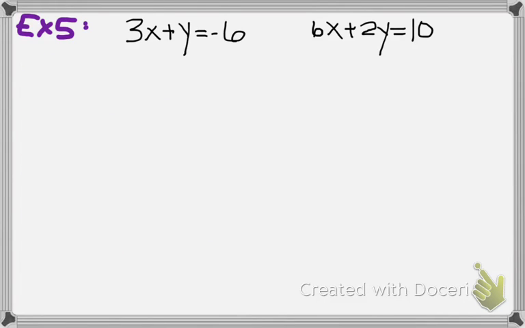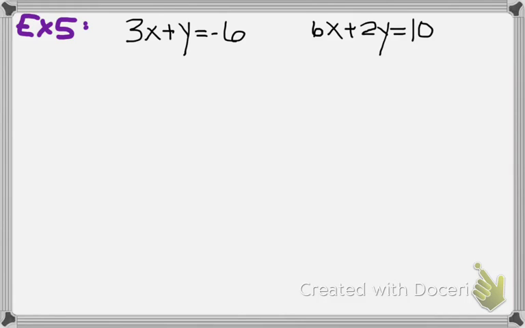Sometimes parallel lines are referred to as lines with no point of intersection. And you may see the equations in standard form. To make the comparison easier, put the equations in slope-intercept form. Example 5. These two equations represent lines in a coordinate plane: 3x plus y equals -6 and 6x plus 2y equals 10. Do the lines intersect?